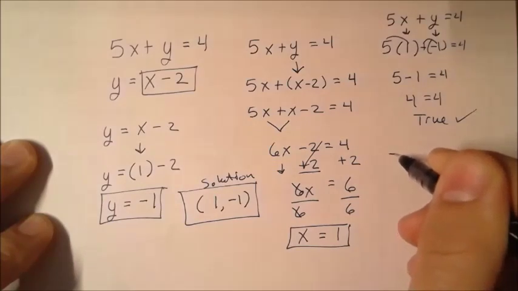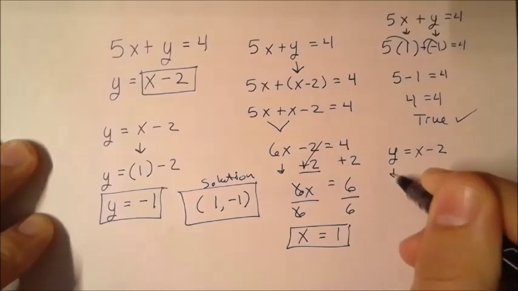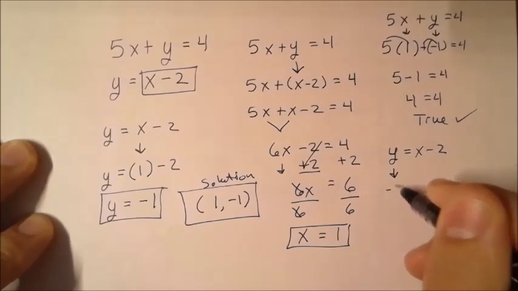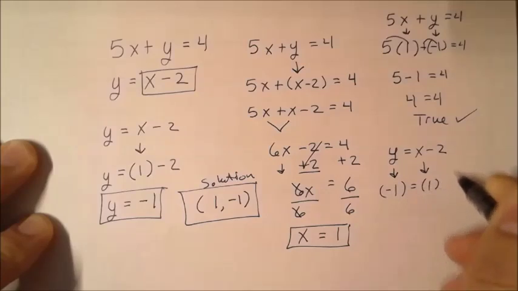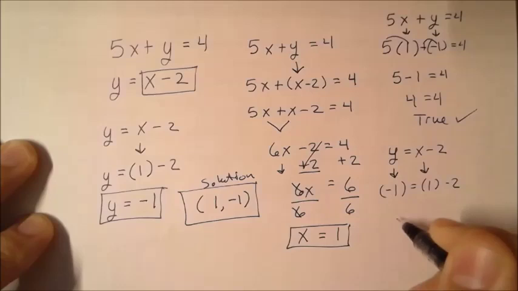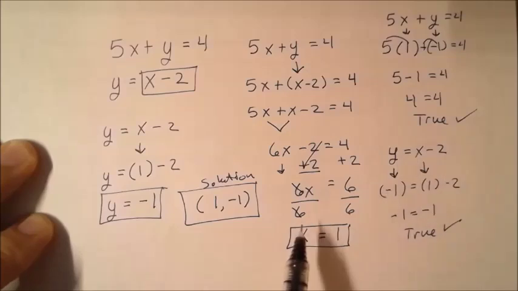So I'll end up with y is equal to x minus 2. My y came out to be negative 1. If I substitute my x value, that was positive 1, and then we had minus 2, negative 1 is equal to negative 1. Again, that's a true statement. So I know that I've done this problem completely.